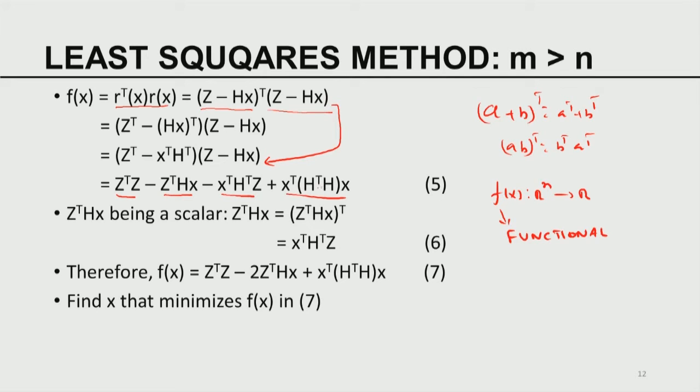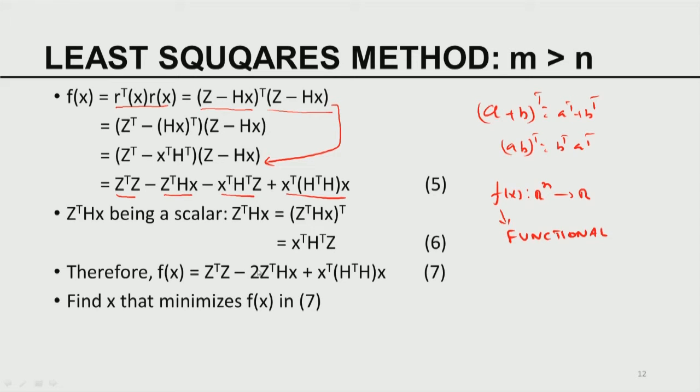This is a quadratic function in x. You can readily see this is a quadratic function in x. This is a linear function in x. This is a linear function in x. This is constant with respect to x. Now it turns out if you consider this z transpose h x, that's a scalar. The transpose of a scalar is itself. Therefore, z transpose h x is equal to (z transpose h x) transpose. But the transpose of the product is the product of the transposes taken in the reverse order, which is this. So the transpose of the second term is the third term, and the transpose of the third term is the second term. These two terms are equal.